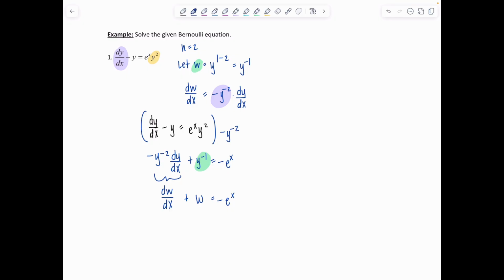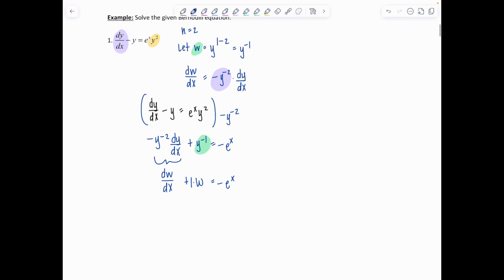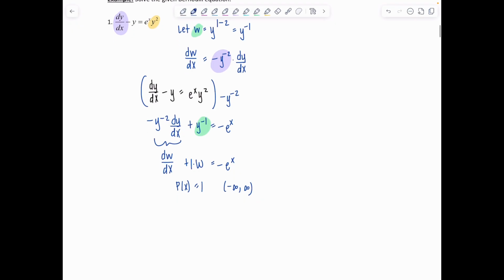W is the dependent variable, x is independent. P of x is just 1. So the interval on which our solution's valid is going to be from negative infinity to infinity. And then let's go ahead and find our integrating factor. So mu of x is going to be e raised to the integral of 1 dx. So that's just going to be e to the x.